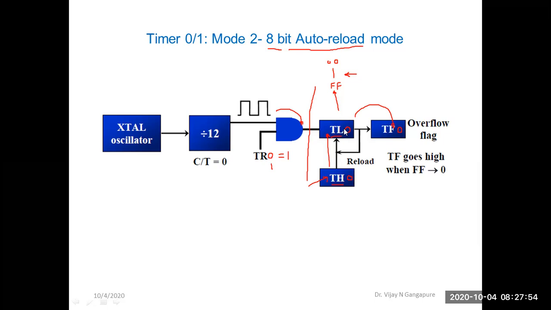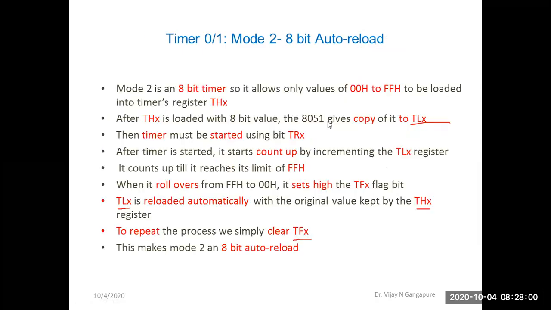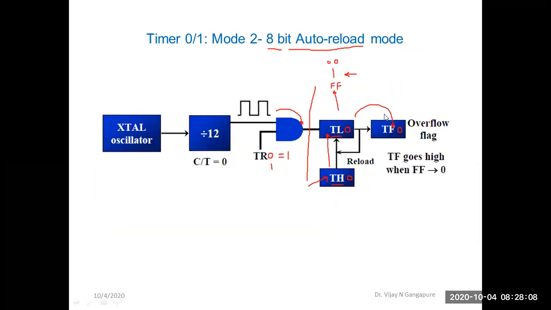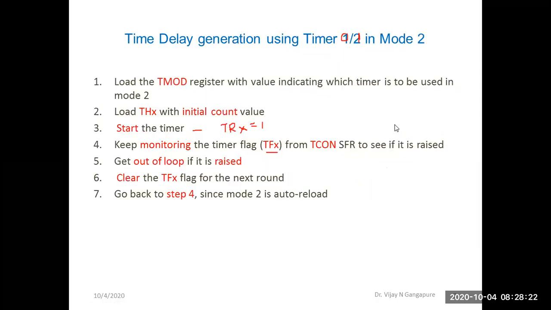Okay, so the count in TL0 will start incrementing from the initial value due to each pulse it is getting. That is what happens when you start the timer. After that, what is your job? You have to just monitor the TF flag bit, because whenever the count in TL0 rolls over from FF to 00, or all ones to all zeros, then the TF0 flag bit will get set. So the next step is just to keep monitoring for when that rollover happens, because after that the TFx flag bit gets set, which is in the TCON SFR.